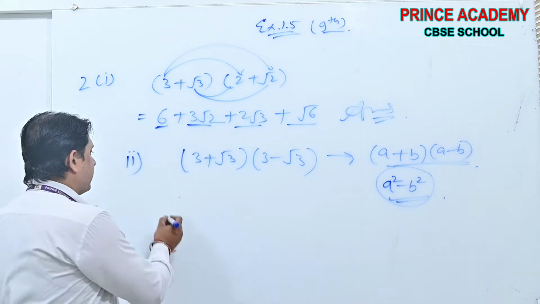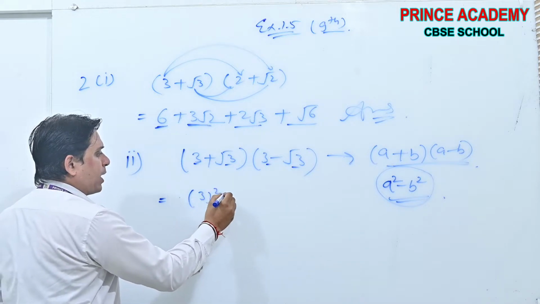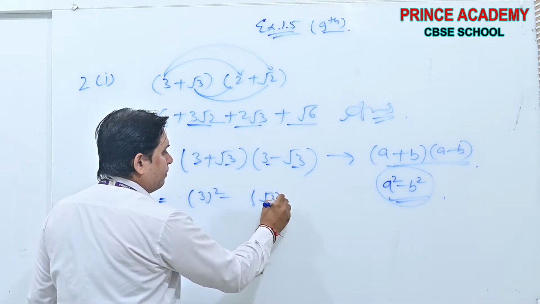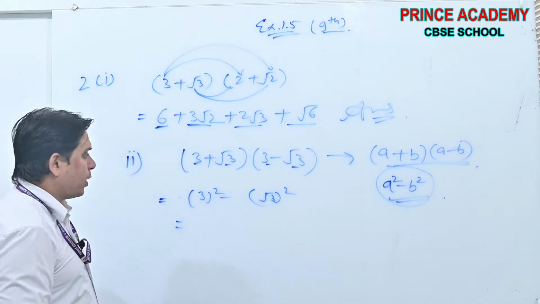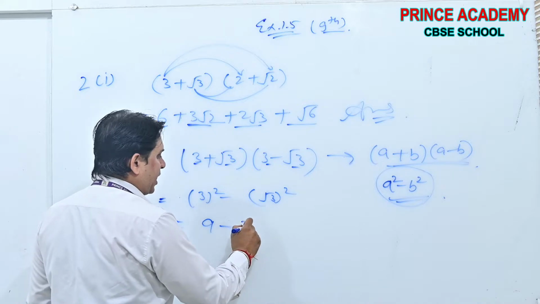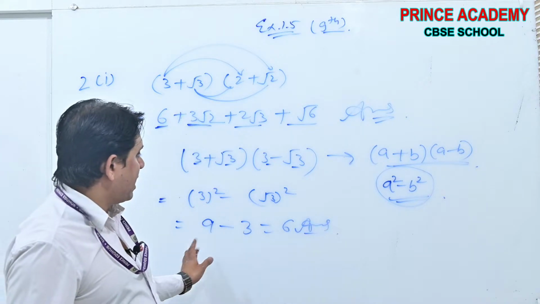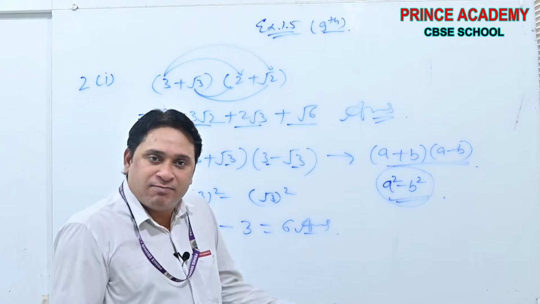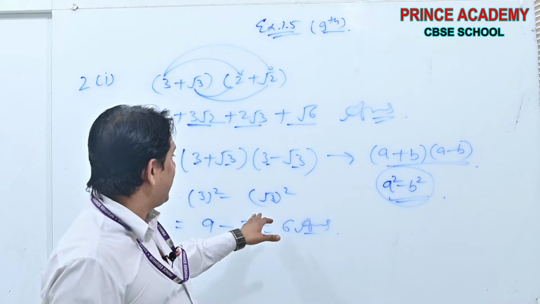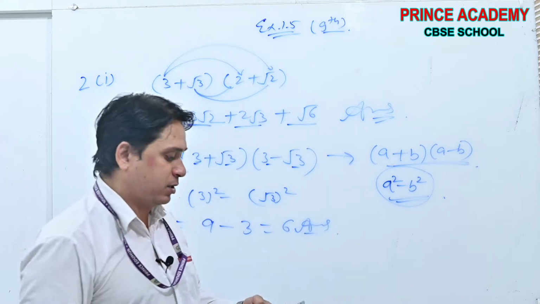See beta. a plus b, a minus b. a square minus b square. This is 9. This is 3. Output is 6. Yes or no? 9 minus 3 is 6. Done, beta? Okay? So simple. We will use this. See beta, in the further questions I will explain why we use this. Okay?